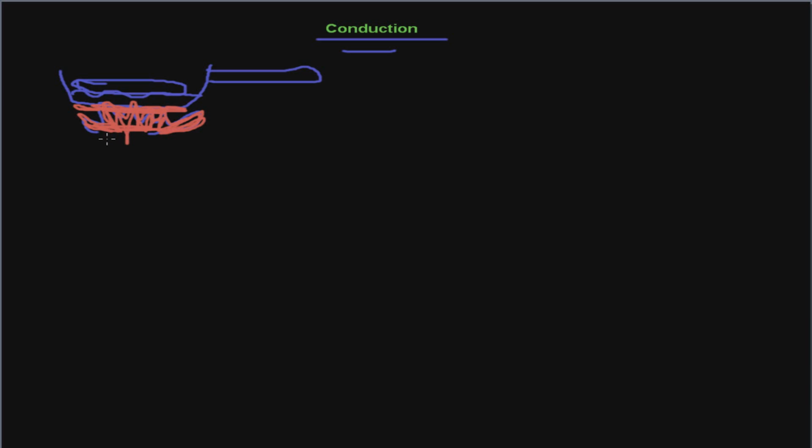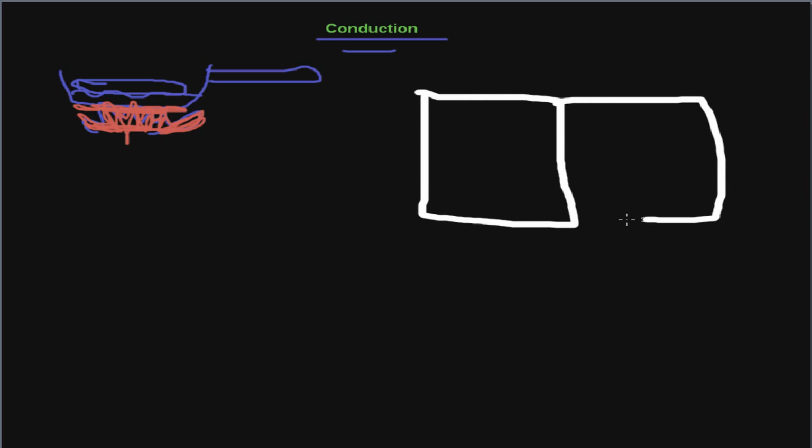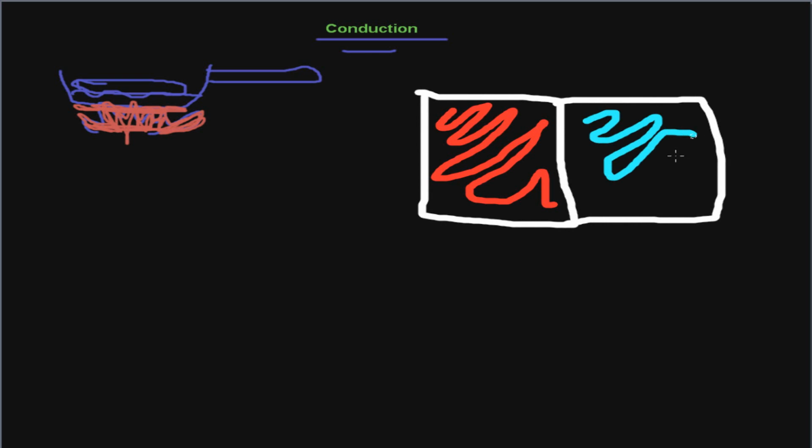So you need to know that conduction works like this. I'm just going to draw a quick diagram here. You have two boxes, and one of them is fairly hot. It's red. The other one is fairly cool. It's quite cold. Conduction is actually happening right now.